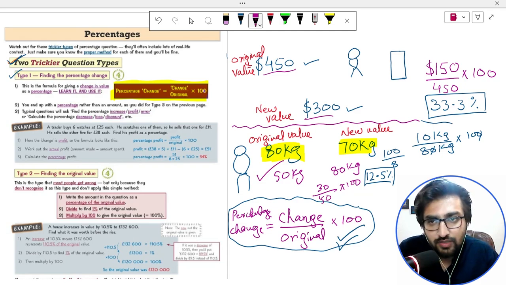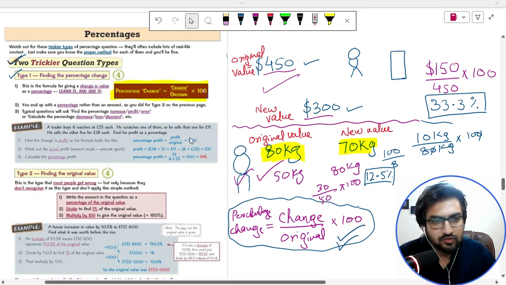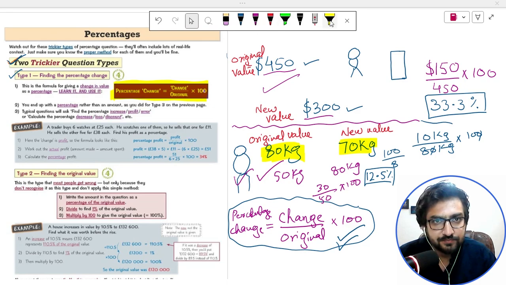So this is the formula you can see here. This is the formula for giving a change in value as a percentage. Change in value, and we want to find that in percentage. Learn it and then use it, right? So learn this through these examples and then try to use this in different questions. Now let's solve this example.